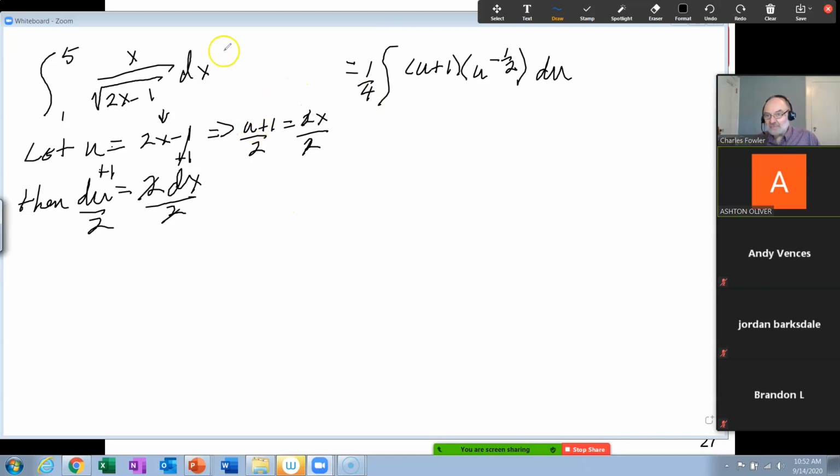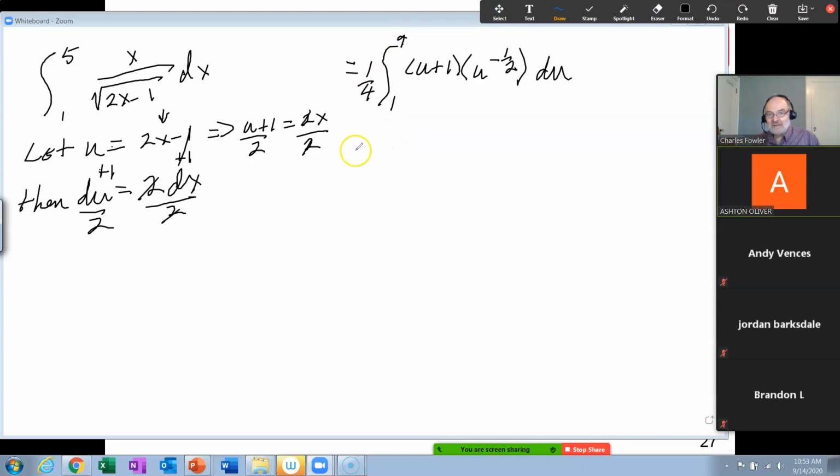When x is equal to 1, u would be 2 times 1 is 2 minus 1. u is equal to 1. That's not bad. When x is equal to 5, though, this would be 2 times 5 is 10, minus 1 is 9. So here are the new limits. That is a 9 up there.